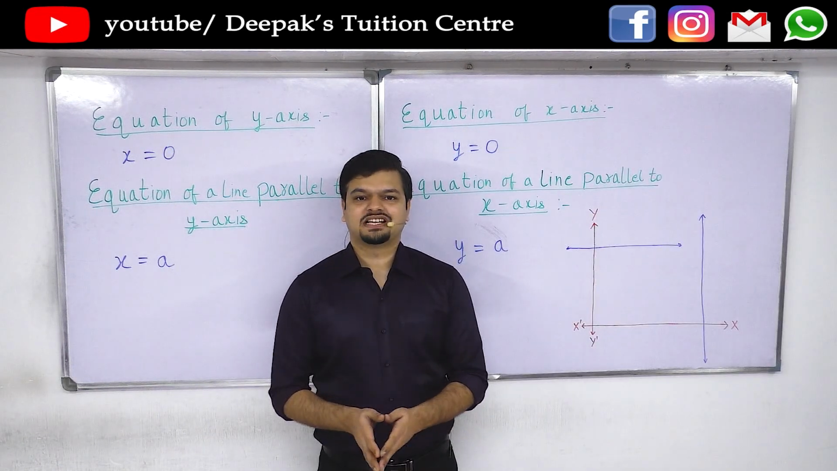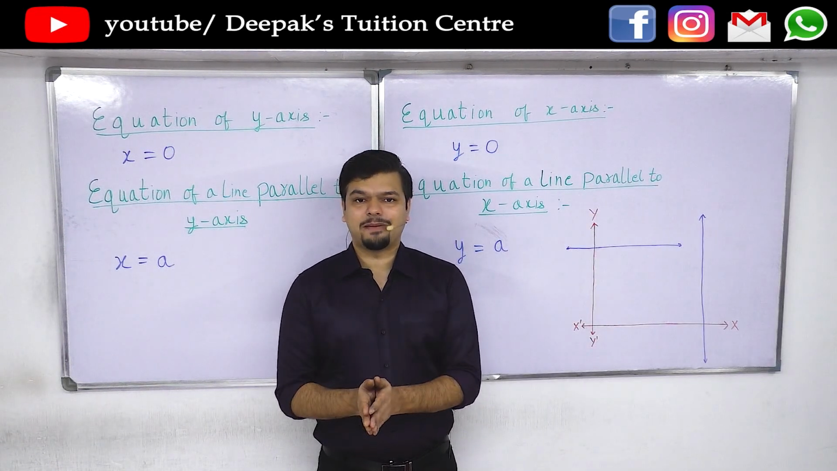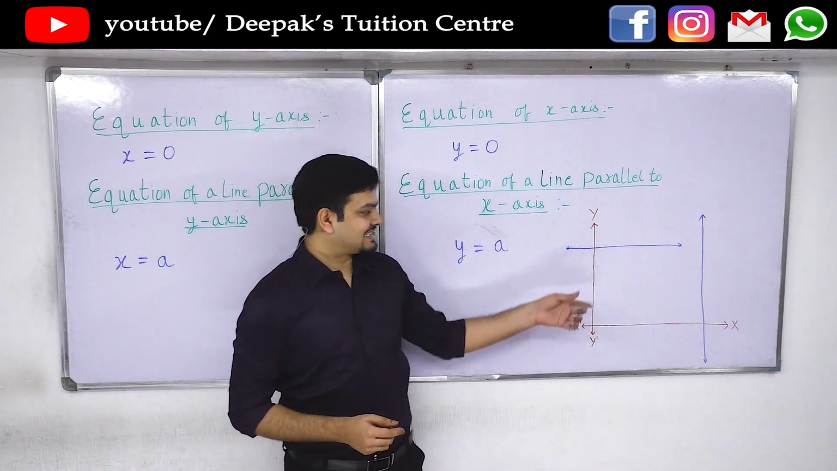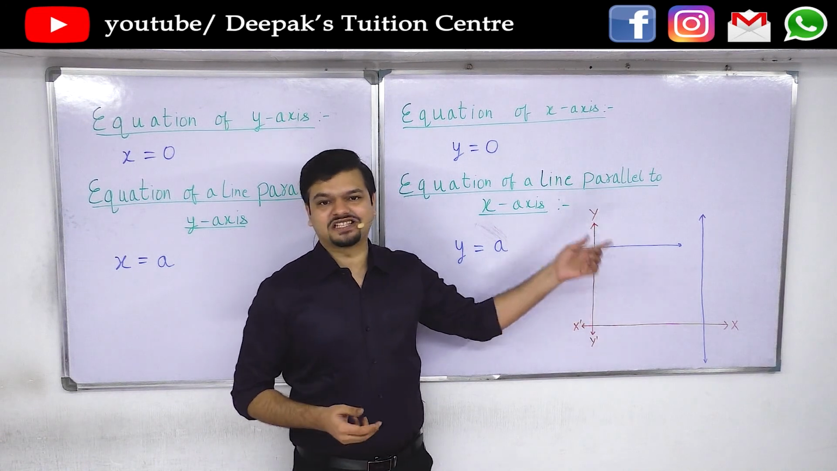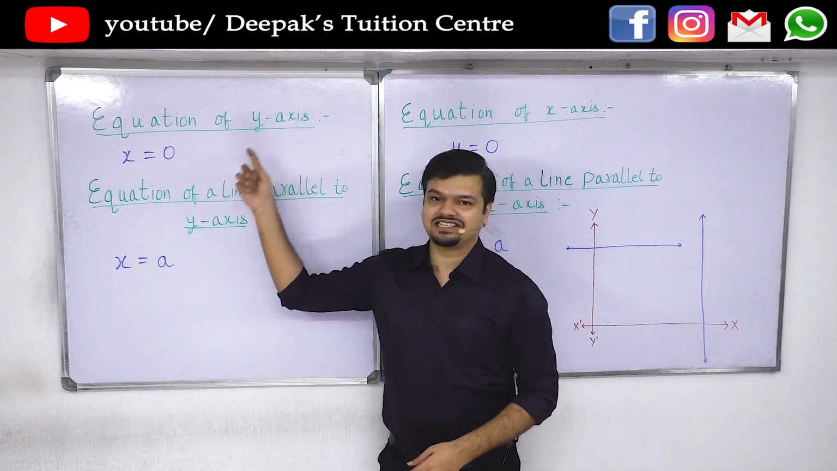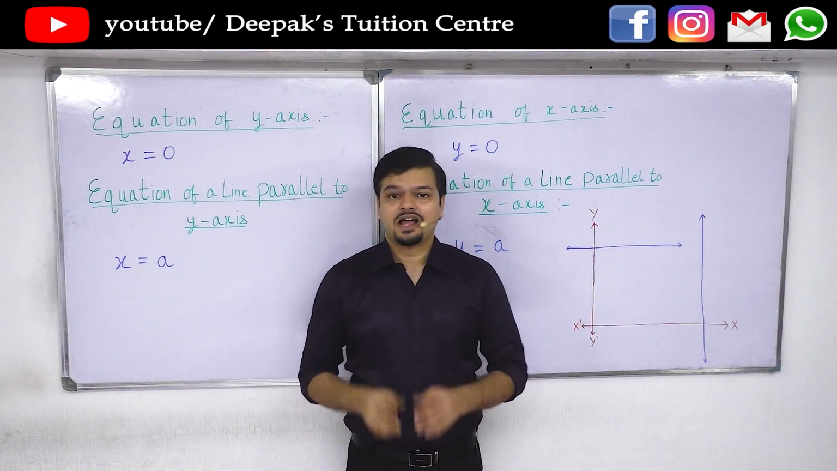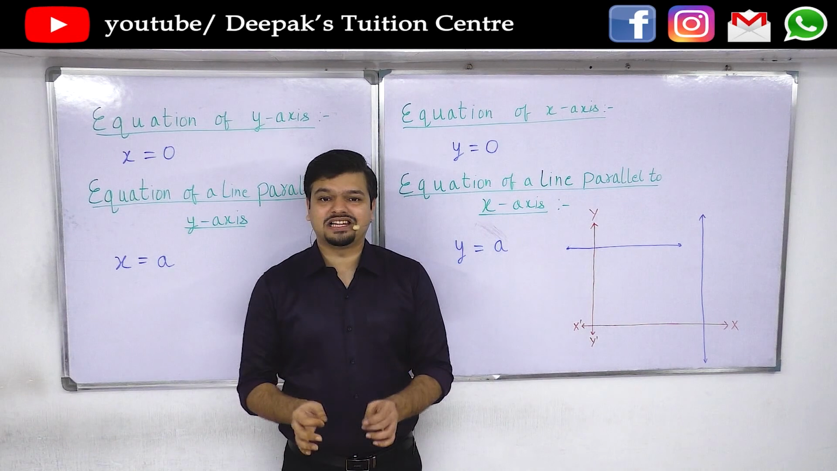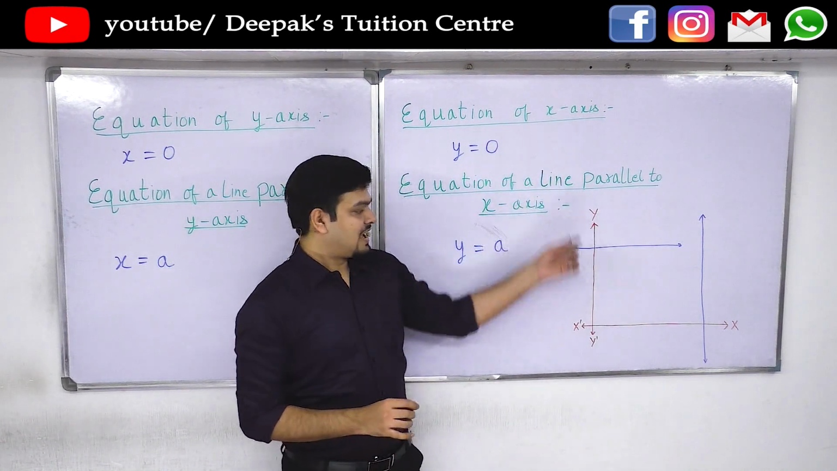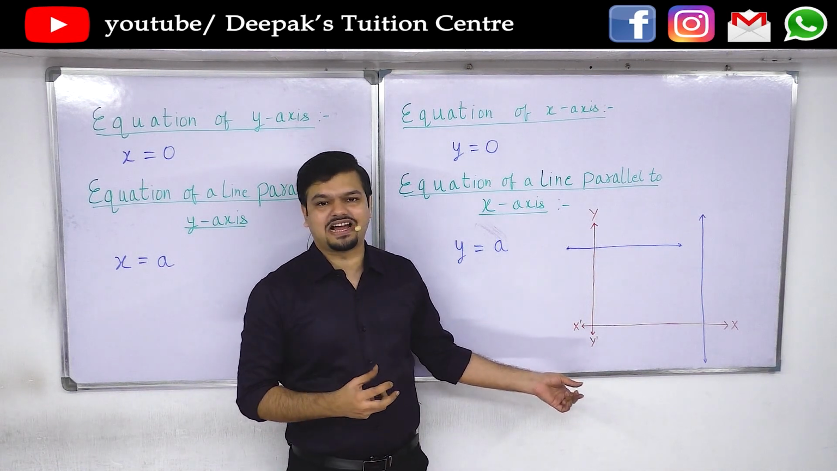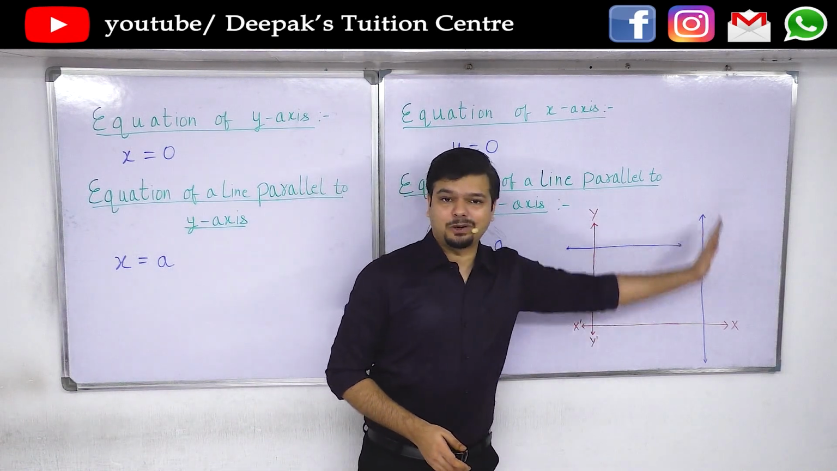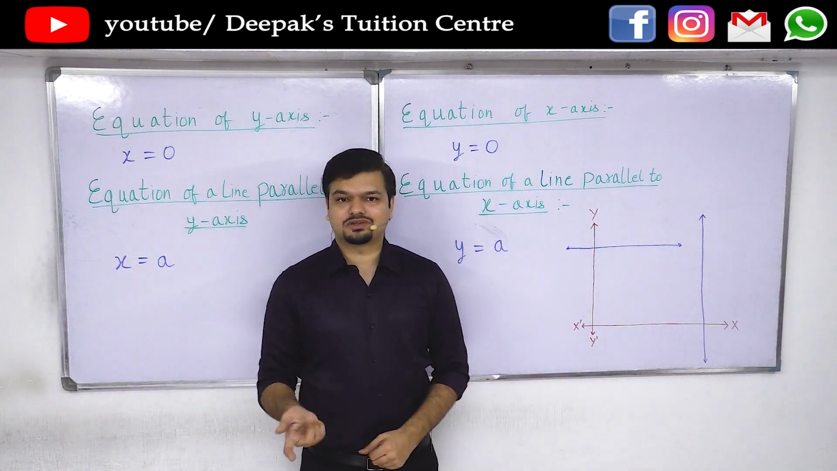Before moving into sums, we need to remember the equations of certain prominent lines. They are the x-axis and the y-axis, or any line which is parallel to the x-axis and parallel to the y-axis. So the equation of the y-axis is x equals 0, because any point that lies on the y-axis will have the x coordinate 0. So therefore, the key feature of the y-axis is x equals 0. Similarly, any line which is parallel to the y-axis will have x equals something.